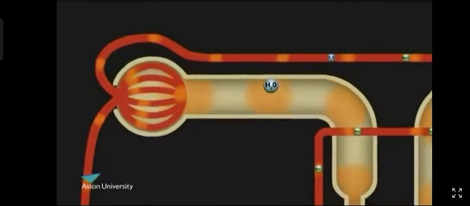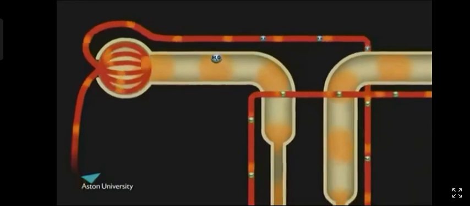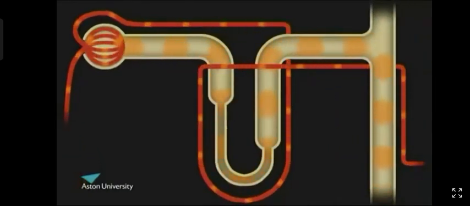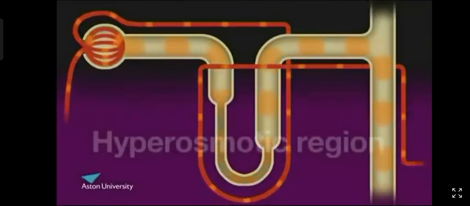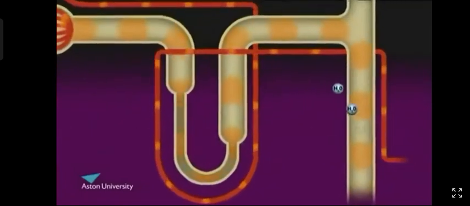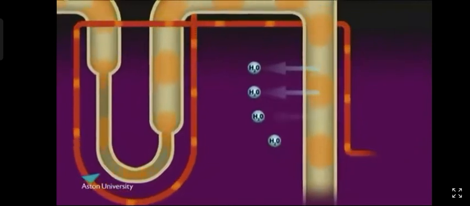You have to create a concentration gradient so that water can move by osmosis in the direction of the highest concentration. The loop of Henle creates a hyperosmotic region in the medulla of the kidney, acting as a sponge, drawing water out from the collecting duct, if the duct becomes permeable under the influence of vasopressin, also known as antidiuretic hormone or ADH.